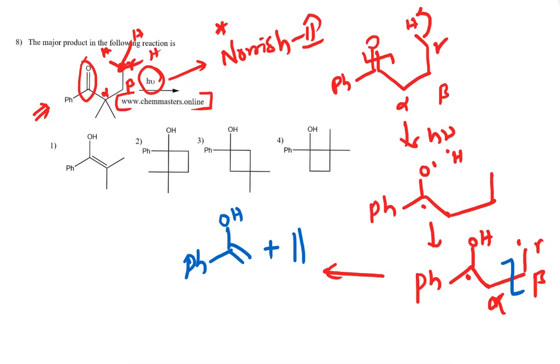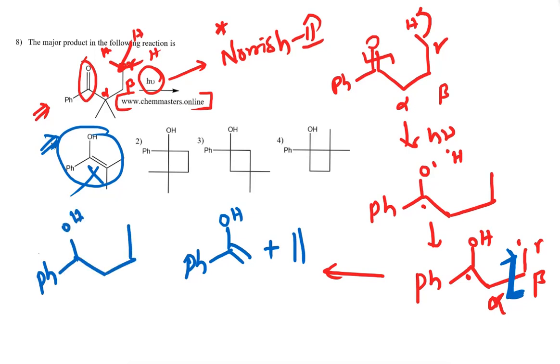If this is the case, then the first answer should be the correct one, but it is not. Why? Here there is a question for you. Why does the alpha-beta sigma bond easily cleave in Norrish type 2 reactions? Can you give the explanation for it? Just wait for it, let me draw it here.